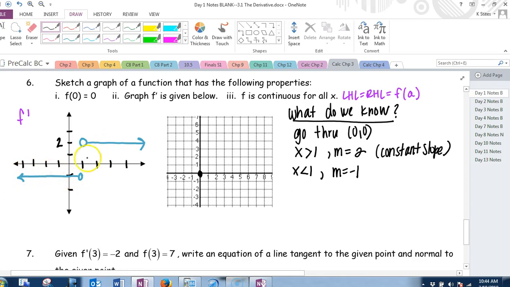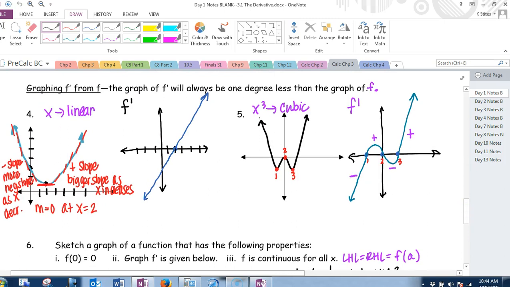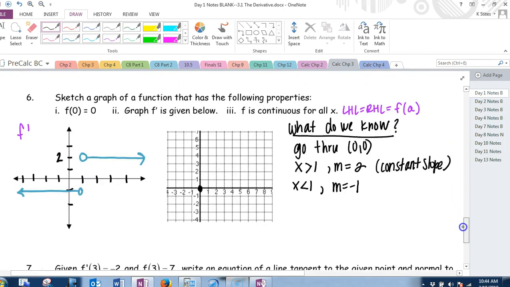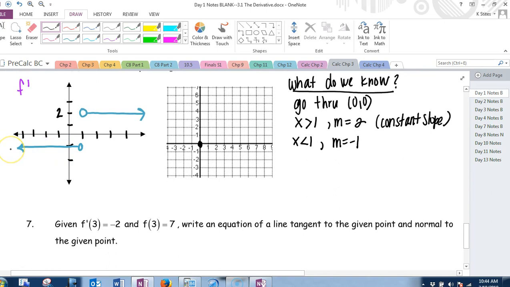The slope is not getting bigger or decreasing like it was here. So here your slope was getting bigger and bigger and bigger of this curve. But this is showing the slope is staying constant. So we'll have to think about what that means. All right, and then f is continuous for all x. Continuous meaning we're not going to have any jumps, we're not going to have any holes, we're not going to have anything like that because we're continuous all the way across.